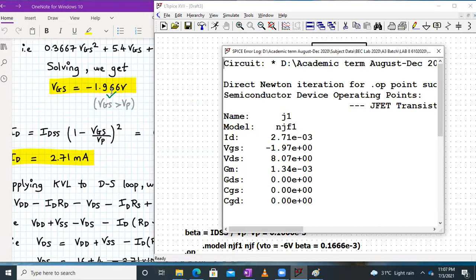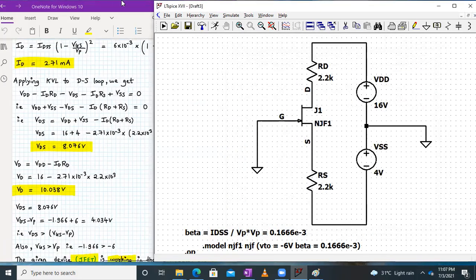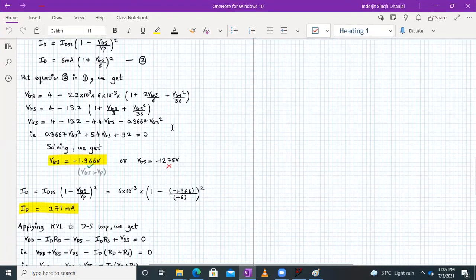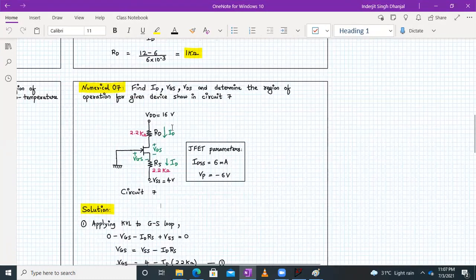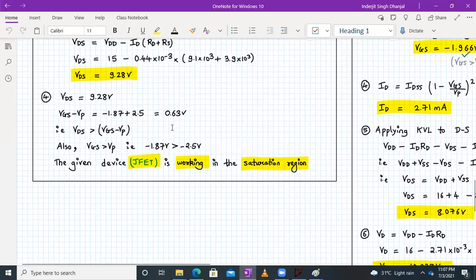VGS is 1.9697 approximately. VDS is 8.07. So all the values are perfectly matching for this numerical also. Now, let me expand this. So this was about numerical number 7. Okay. So let us move on to the next part.